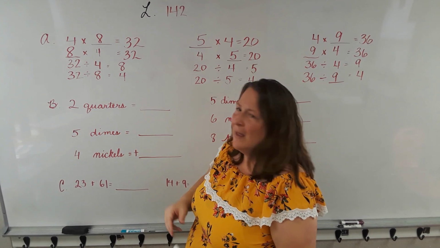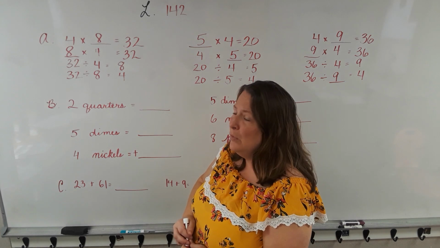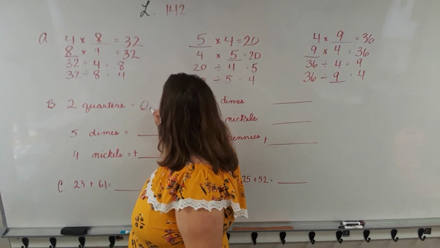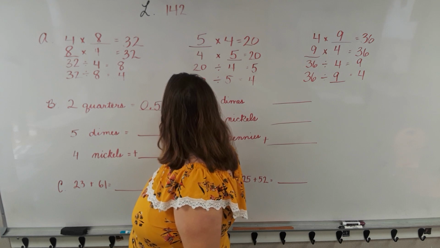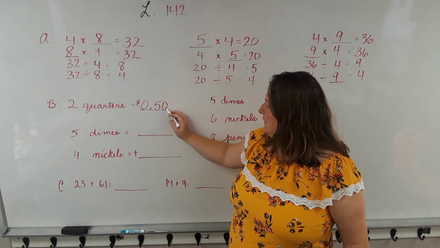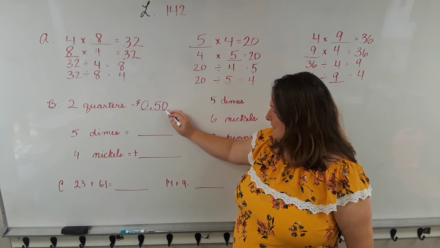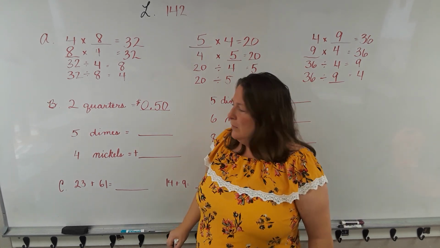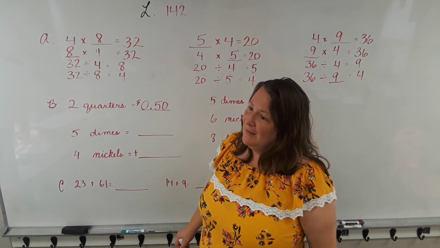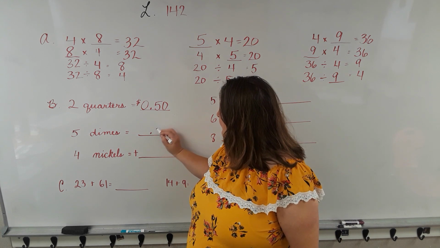2 quarters equals how much money? 1 quarter equals 25 cents. 2 quarters equal 50 cents. 50 cents is written $0.50. Make sure to divide your dollars and your cents by a decimal point. Dollars, decimal point, cents. 5 dimes equal, well, 1 dime equals 10 cents, so 5 dimes equal 10 times 5, or 5 times 10, equals 50 cents.